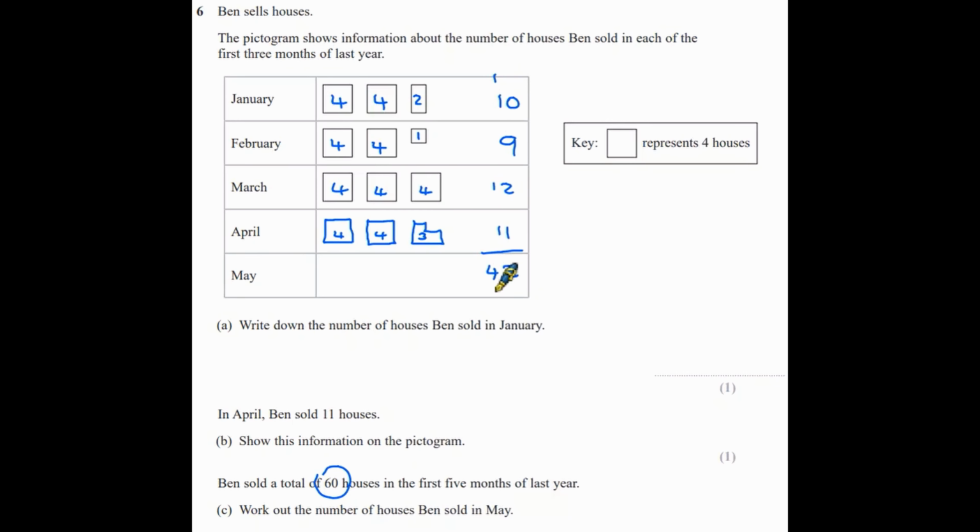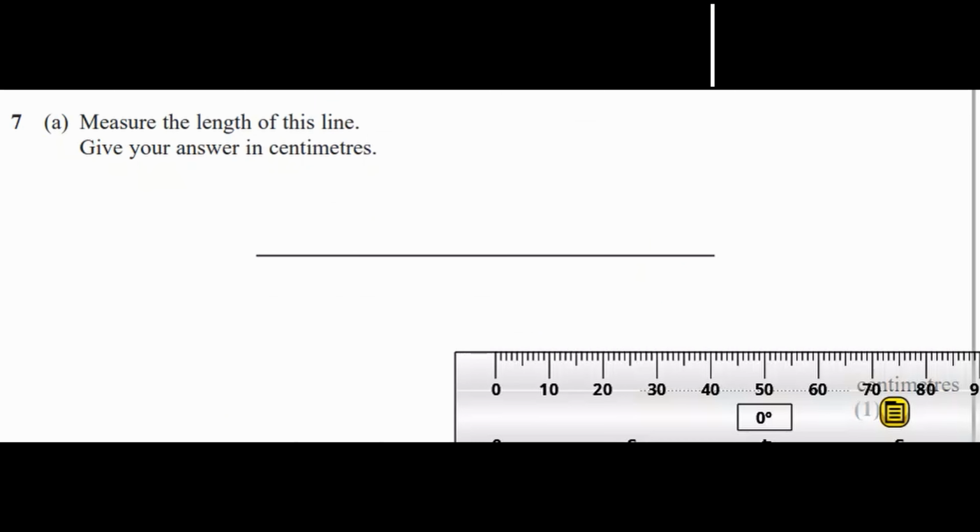So in the first 4 months he has sold 42 houses. By the end of May he sold 60, so 60 minus 42 means that in the month of May he sold 18 houses, and that will be your answer down at the bottom. Now 7, I'm going to do parts A and B separately just to make space.